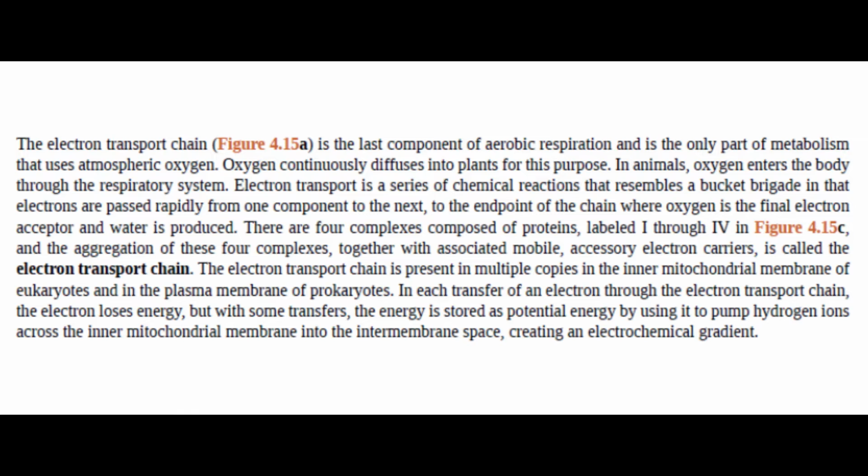The electron transport chain is present in multiple copies in the inner mitochondrial membrane of eukaryotes and in the plasma membrane of prokaryotes. In each transfer of an electron through the electron transport chain, the electron loses energy, but with some transfers, the energy is stored as potential energy by using it to pump hydrogen ions across the inner mitochondrial membrane into the intermembrane space, creating an electrochemical gradient.